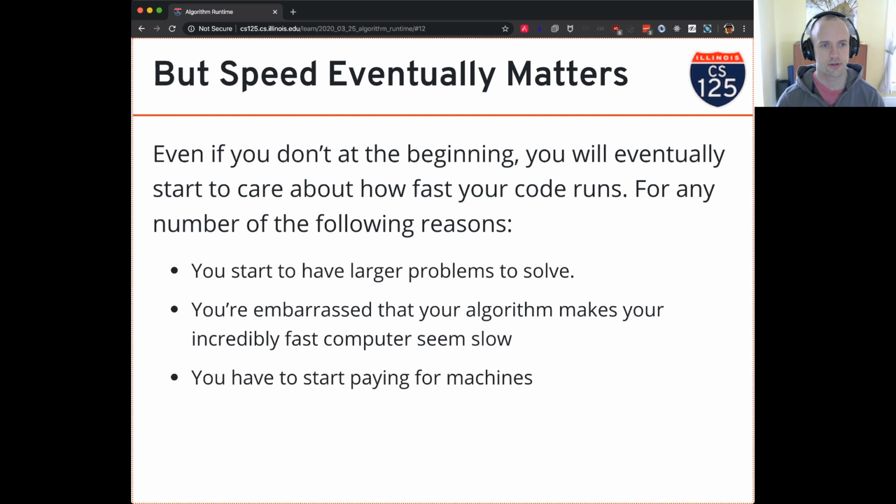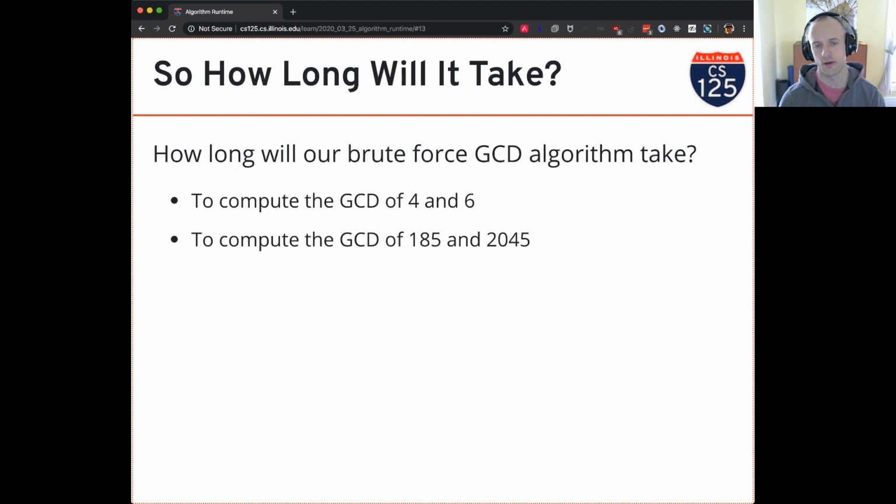What about these two numbers, right? So again, it kind of depends on what the GCD actually is, right? Let's try it though. Let's try 185 and 2045.